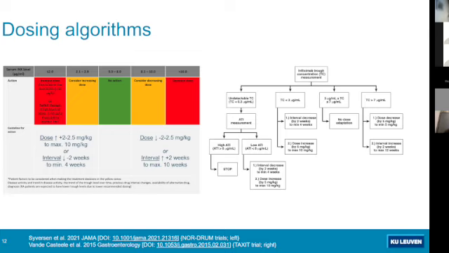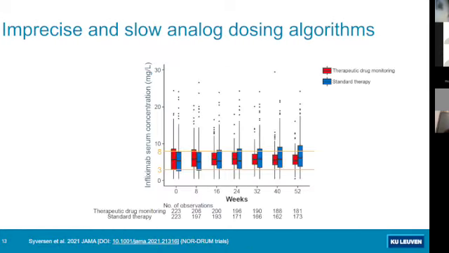There's one big problem about these algorithms. They are very, very slow. You just know that your concentration is below the target, you know that you need to dose escalate, but you don't really know if this one intervention is going to be enough. So maybe you have to do 2 and 3 or 4 interventions to bring the concentration at the target. And that can be a slow process.